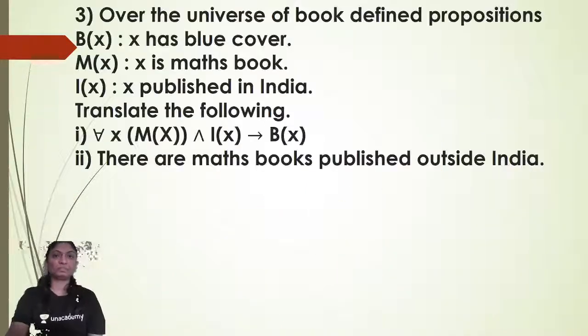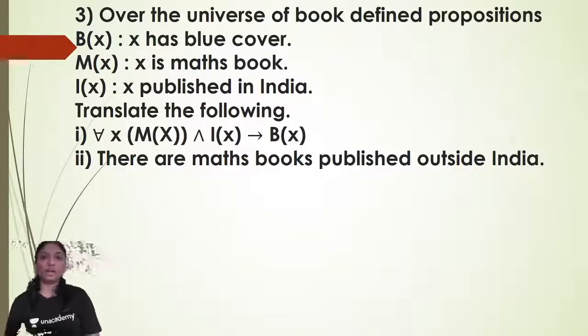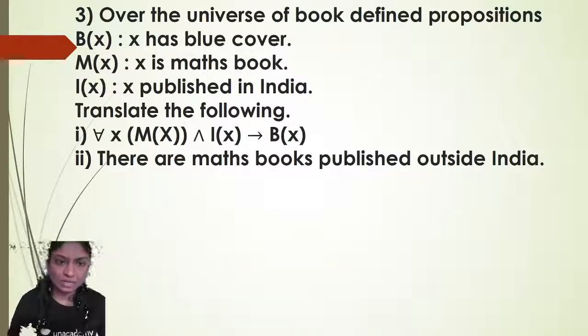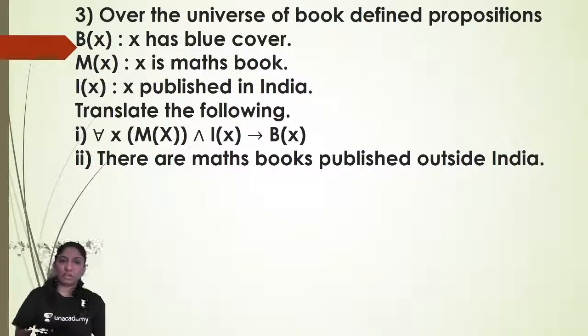Okay. Now we see the quantifiers. Over the universe of books, define the propositions: B of x, x has blue color. M of x, x is a maths book. I of x, x is published in India. Translate the following. First one: for all x, M of x and I of x implies B of x.